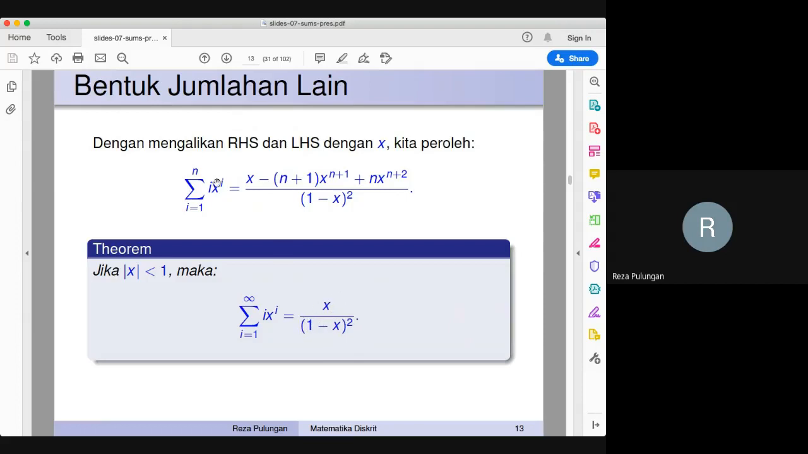This is actually easy. Change n, approaching infinity. When n approaches infinity, this one here approaches 0. This one also approaches 0. Even though n is large, this is smaller. So the whole thing here approaches 0. The only thing left is equal to x divided by 1 minus x to the power of 2.